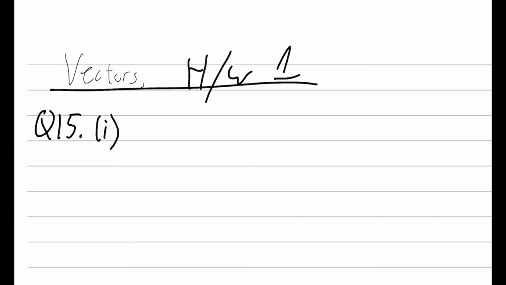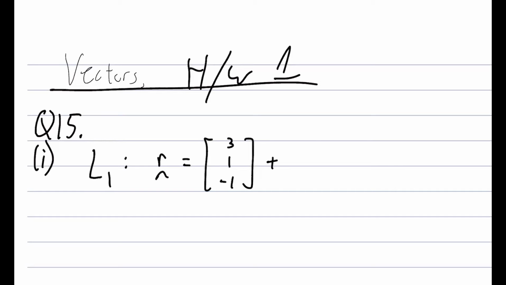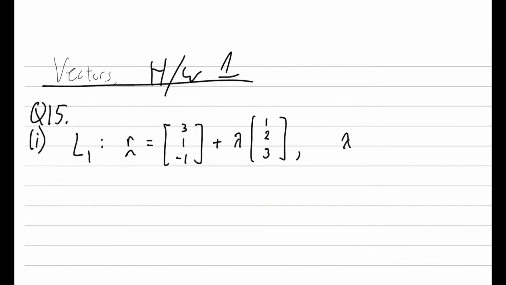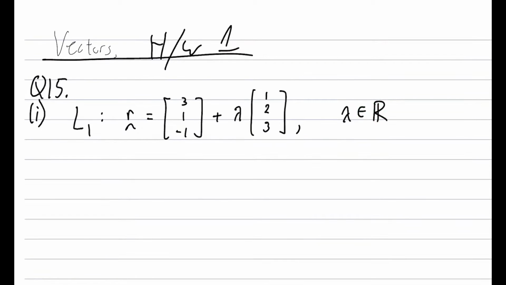This is a very good practice because it covers everything that I've discussed about lines. So first one, you've got a capital L1. Vector r, generic r, don't write xyz, equals (3, 1, -1) plus lambda times (1, 2, 3). To be more precise, you should say lambda is an element of the real numbers. This is set notation, you know? Element of the set of all real numbers, so it's just any real number.